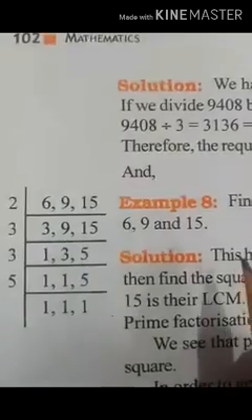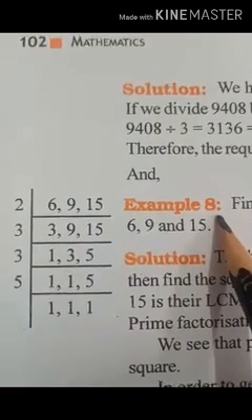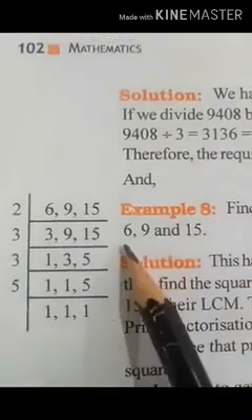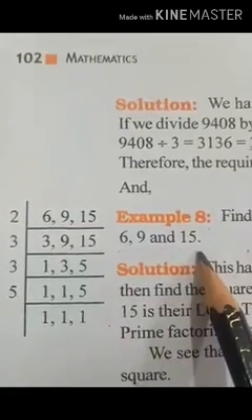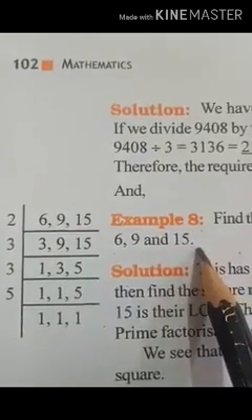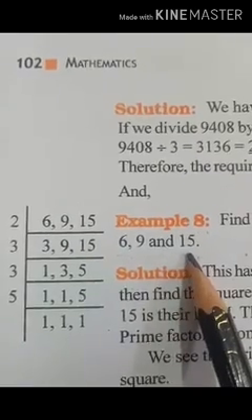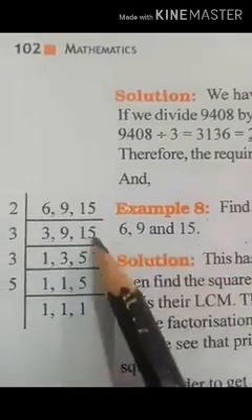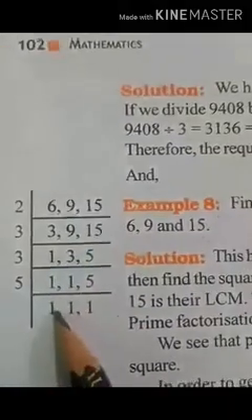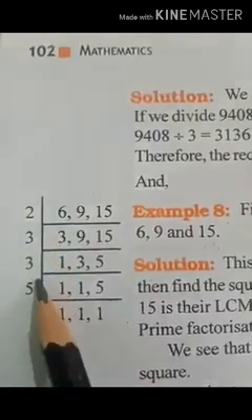Let's see one more example from page 102, example 8. You have to find the smallest square number which is divisible by these three numbers, 6, 9 and 15. A square number which is divisible by all three, and there will be many such numbers. You have to find the smallest number. So what is the method? You have to find the LCM. This you have learnt earlier. You have to find the LCM of 6, 9 and 15, and these are the factors.